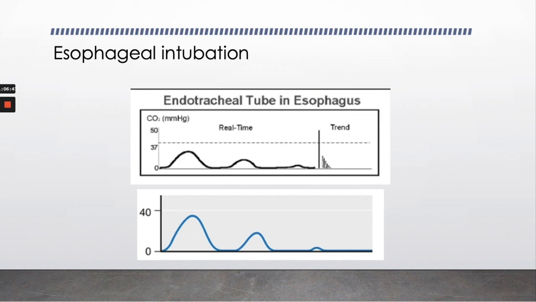And then as you keep ventilating, you see the CO2 go away and then ultimately it comes flat because the CO2 has been ventilated out. So you just withdraw the ET tube and start all over and just aim for the right hole this time.